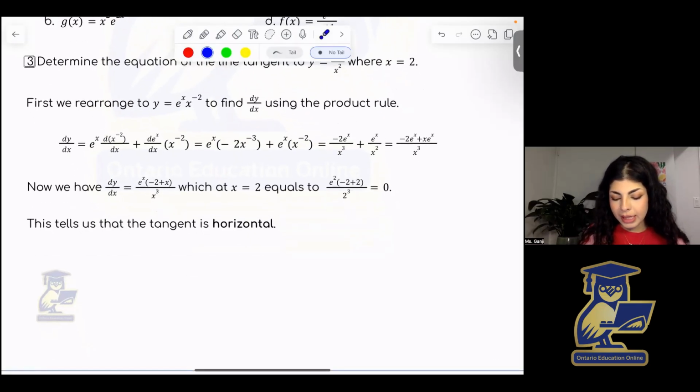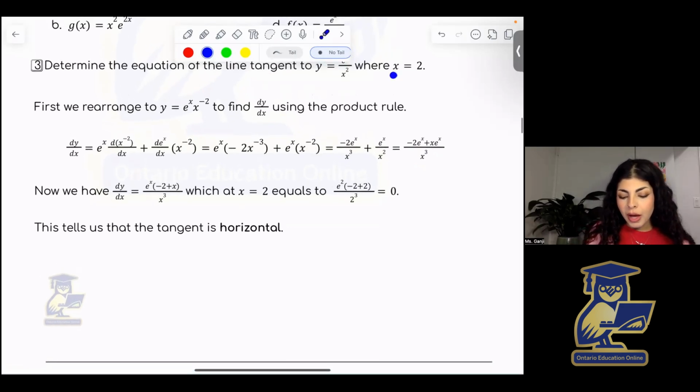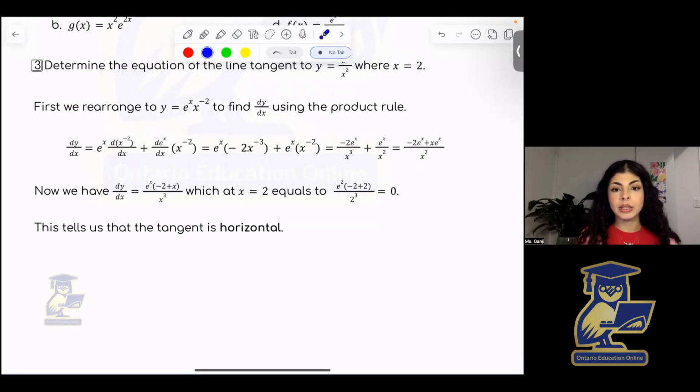I'm going to rewrite this. So my negative exponents are now in my denominator. So I have x cubed here and x squared here. And I'm going to find a common denominator of x cubed by multiplying this term by x. So then I am left with negative 2 e to the power of x plus x times e to the power of x. And now I want to find that slope at x is equal to 2.